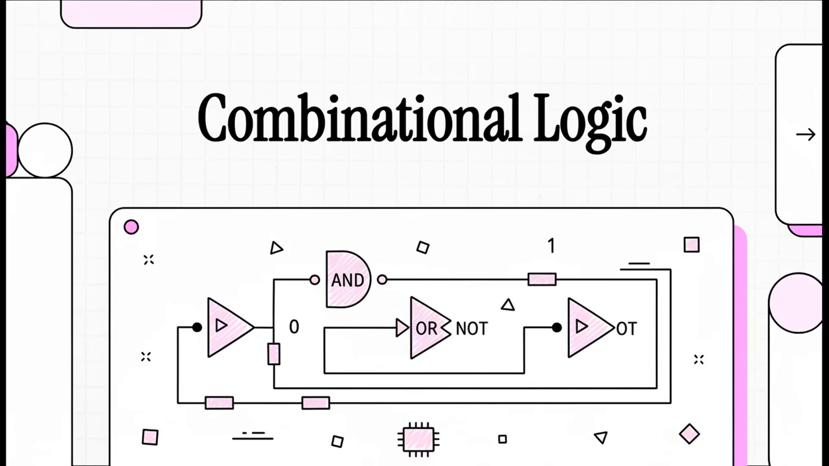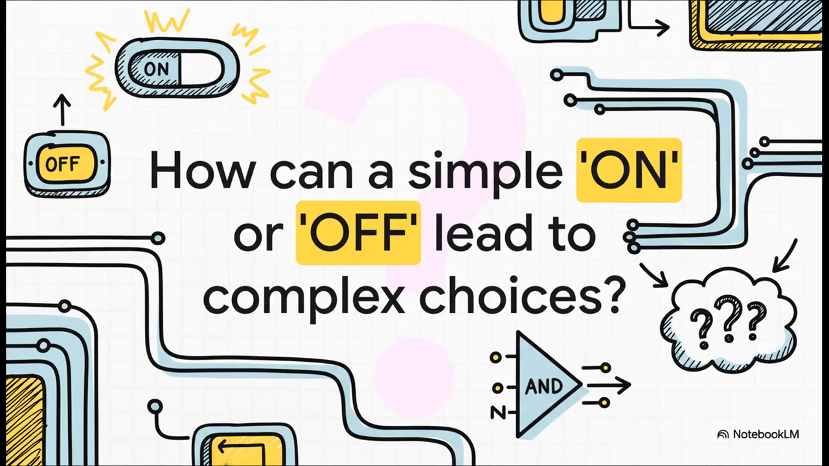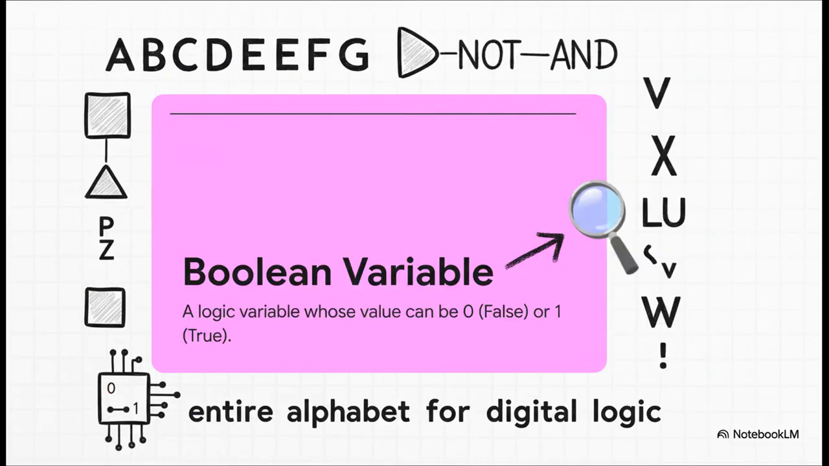Ever wonder how your phone thinks? We're about to decode the secret language of machines, combinational logic. So how can a simple on or off switch lead to really complex smart decisions? Well, it all starts with this, the Boolean variable. It's basically the machine world's two-letter alphabet.